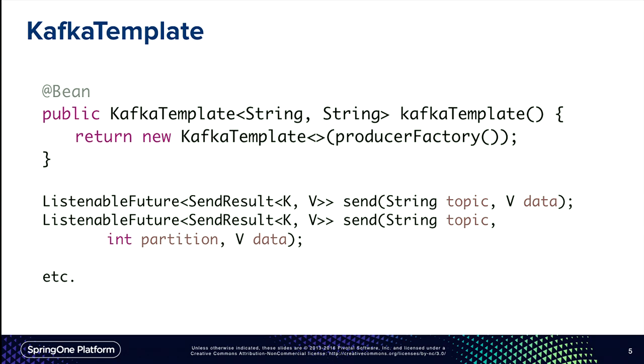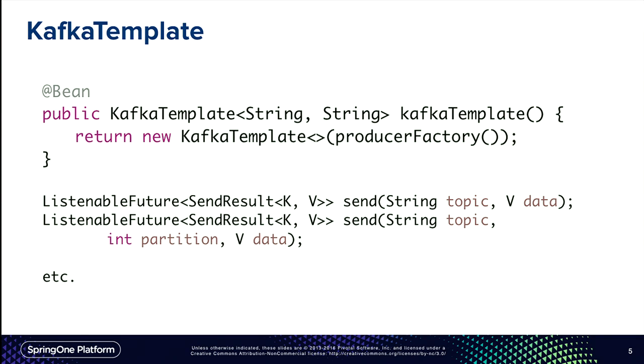So on the producing side, we have a Kafka template, and it's got a number of methods. I just put a couple out there where you can send messages. You can send them to a topic, a specific topic. You can send it to a particular partition within a topic. You can also specify the key, etc. So basic, just like the Rabbit template and the JMS template, we have the Kafka template.